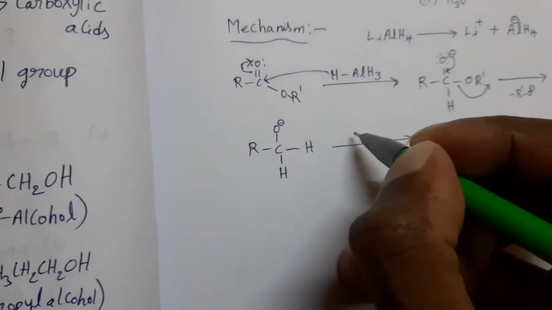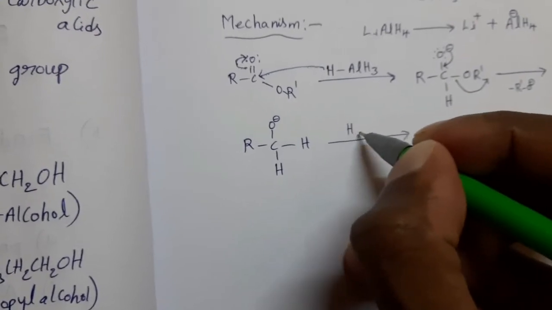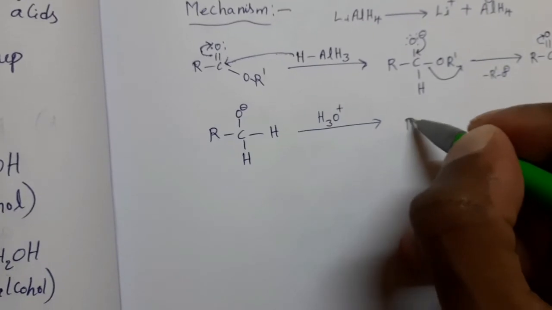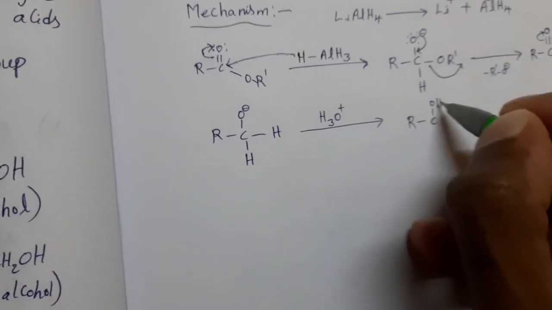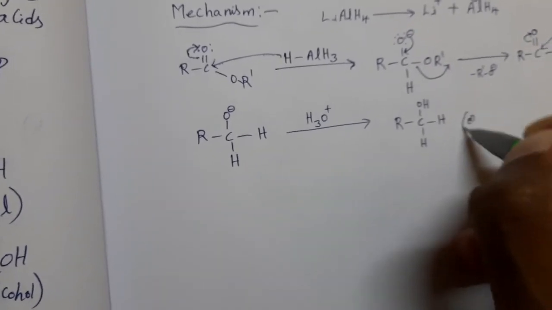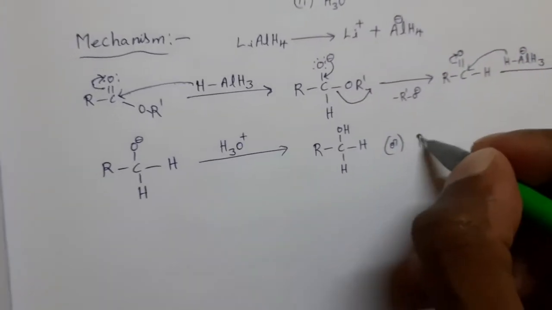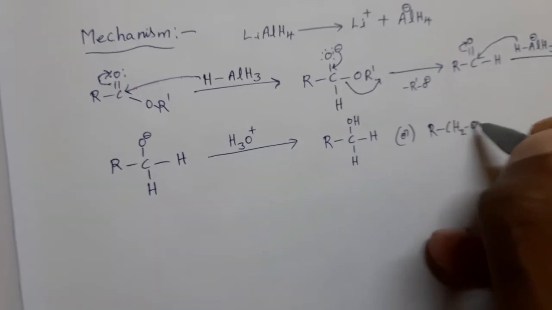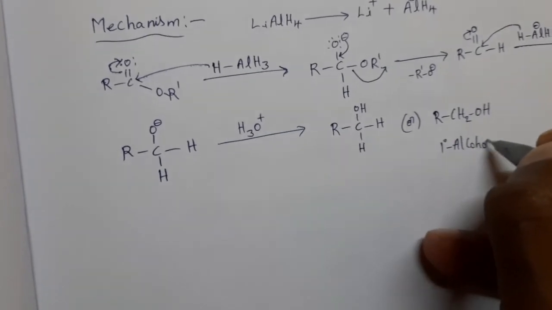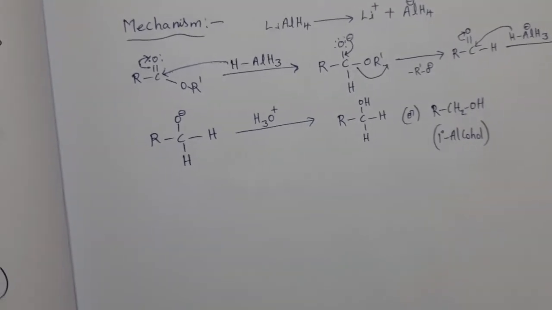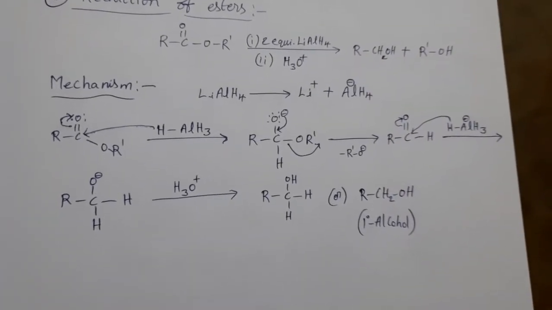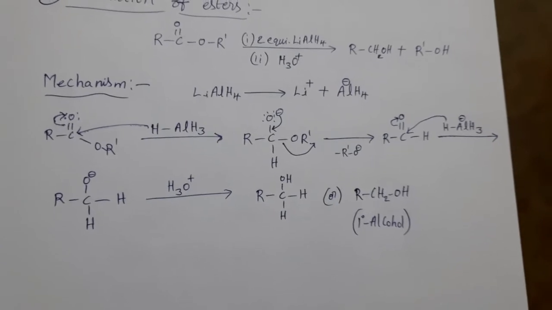Finally, it is treated with water in presence of dilute acid. That means hydrolysis in acidic medium. Then we can get RCOH, H. Or simply we can write RCH2OH. So this is primary alcohol. In this way, esters are reduced to primary alcohols with LiAlH4. This is a simple mechanism for reduction of esters.